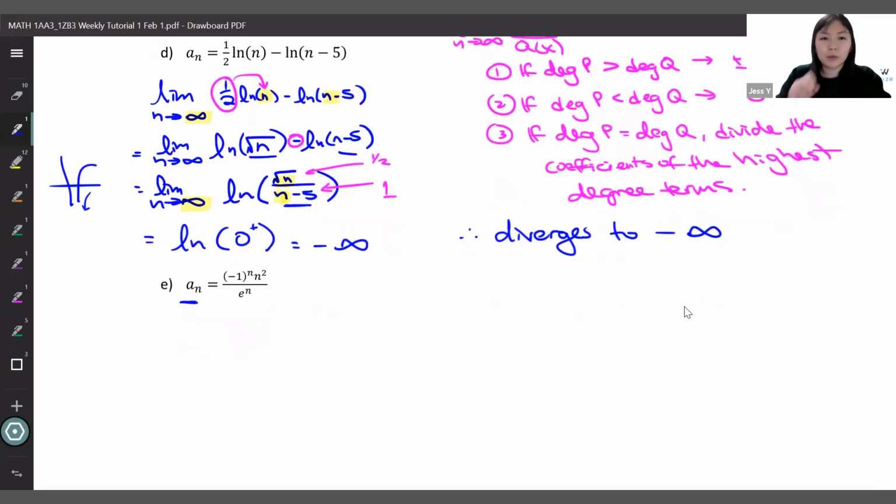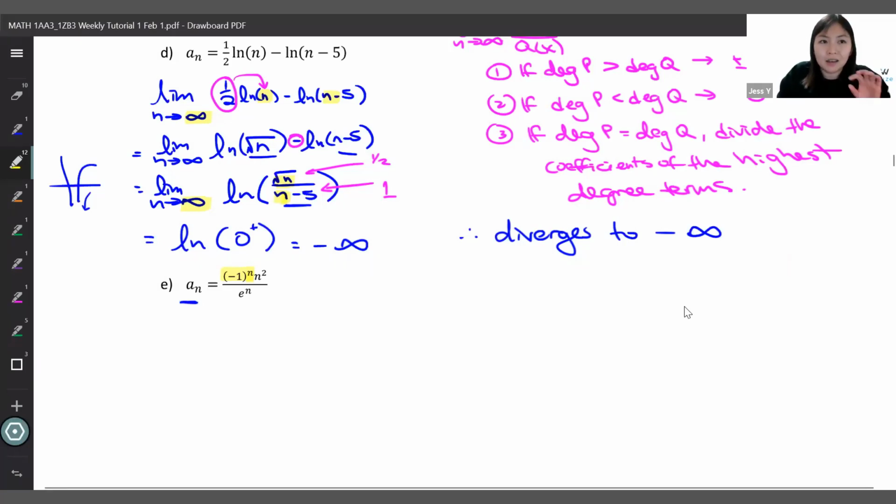We have another term here, an. And they'll do this a lot. They'll have this negative 1 to the n power type thing happening. And then they'll give you the term part. So n squared divided by e to the n. So what's happening here is for n equals 1, you're going to get a negative term. N equals 2, it's going to be positive. N equals 3, negative, positive, negative, positive.